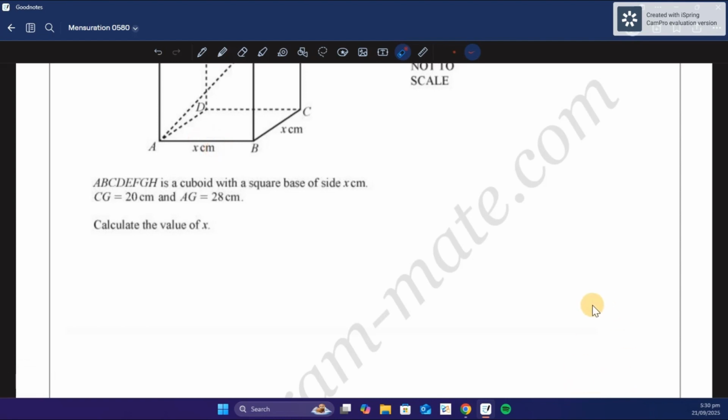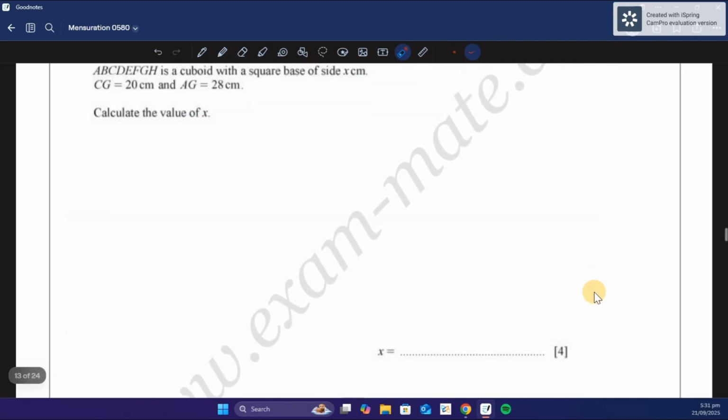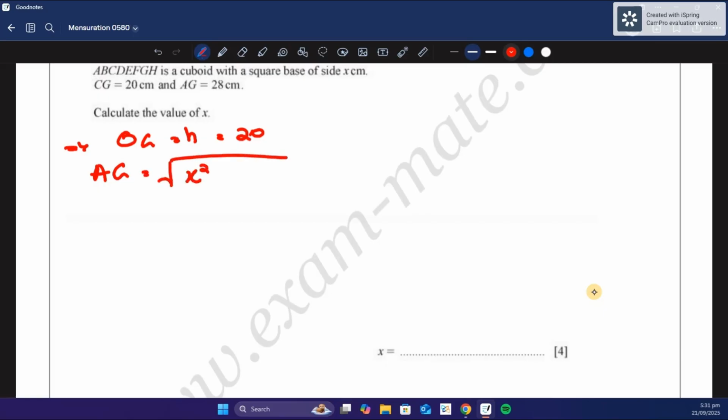Okay. So step number 1. We're going to say that this is x, and the height is h. From the diagram we can clearly see that CG is the height and CG equals 20. Okay, so we figured that out. Then AG equals the root of x squared plus x squared plus h squared.